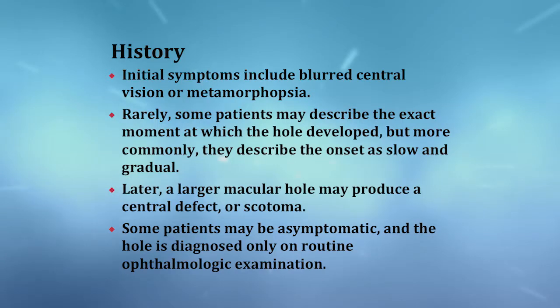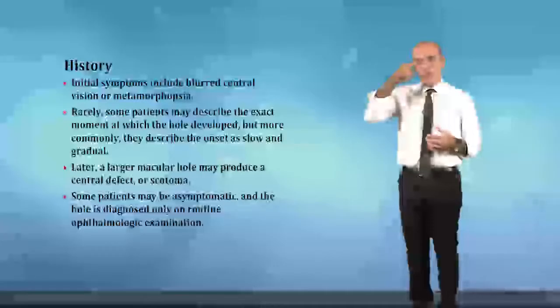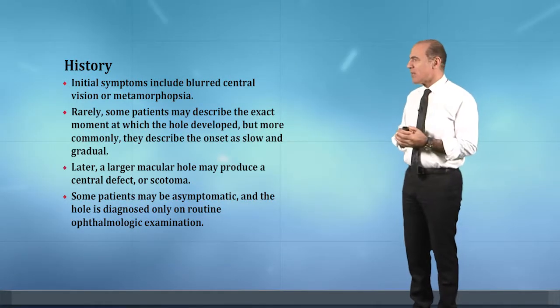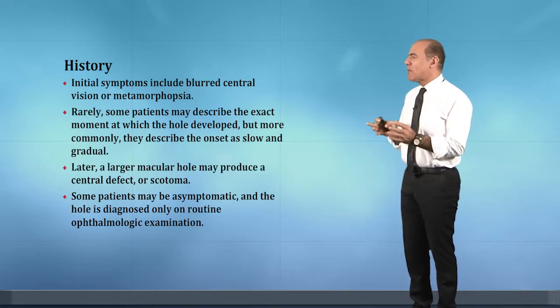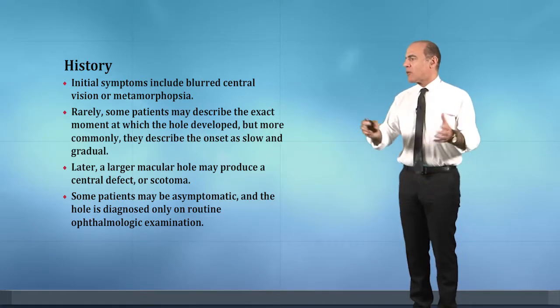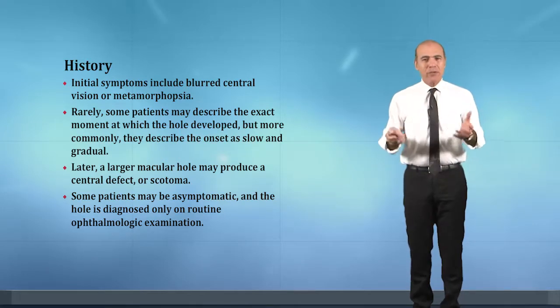About the history of that, initially the symptoms include blurring of central vision. Most people come with blurring of central vision, or rarely some patients may describe the exact moment at which the hole develops. It needs very skilled people to be aware of it, because we have both eyes, so it's hard to examine each eye. Most people discover it accidentally, for example when driving and they try to blink with the other eye, they discover something in the other eye. So accidental discovery is more likely in these instances. Later, a larger macular hole may produce a central defect or scotoma. Some patients may be completely asymptomatic and only diagnosed during a routine ophthalmic examination, maybe for glasses or anything.